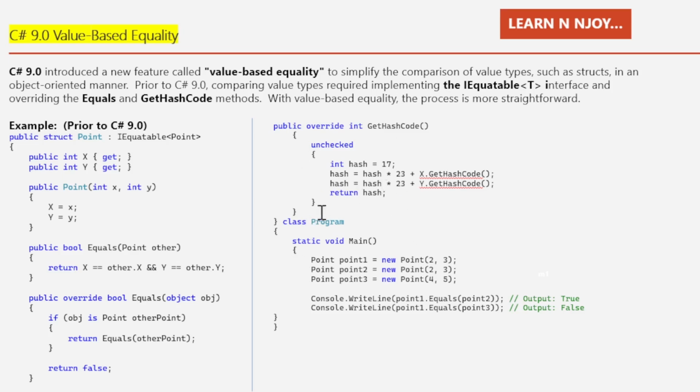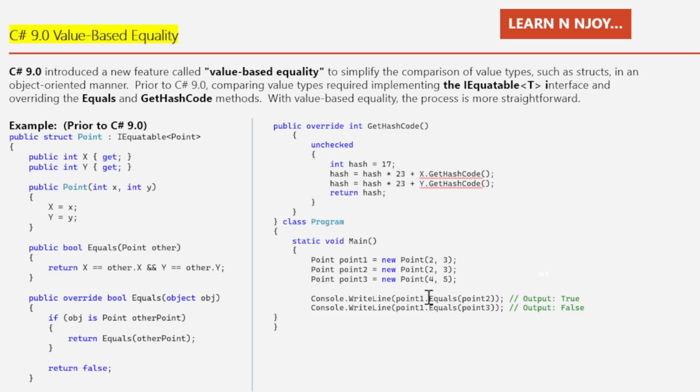Then there is a class named Program that has the Main method, which is the entry point of this application. Here I am creating instances of this struct. I have written point1 equals new Point(2, 3), point2 equals new Point(2, 3), point3 equals new Point(4, 5). And then finally, I'm going to use this Equals method to verify whether these two struct instances are equal or not. That's what I have written, point1.Equals(point2).